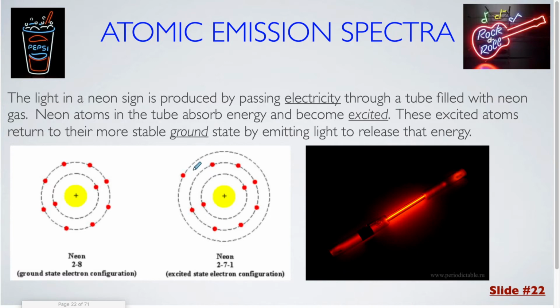The further away my electron is from the center of the nucleus, the more energy it has. So as the electrical current is provided to neon, it's going to reach this excited state, it's going to absorb the energy, and then it is going to fall back down to the ground state and emit that energy in a different form. In this case, it's going to be emitting the energy in the form of light, which you can see here.